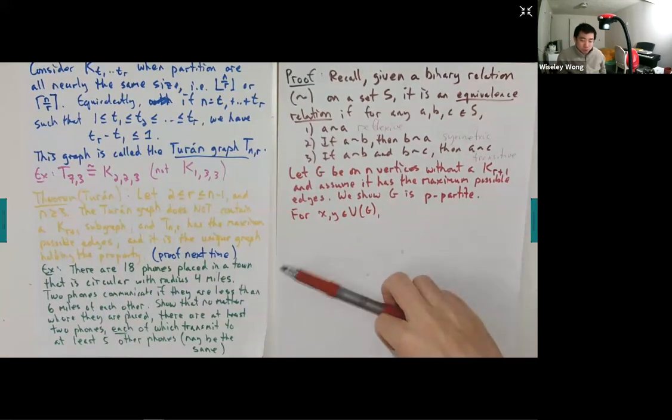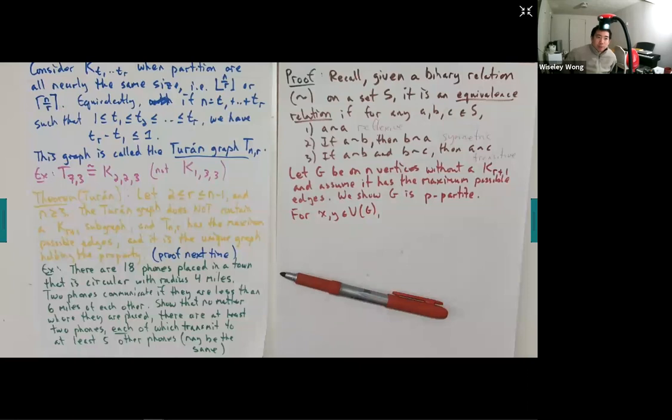So we're going to define this relation on the set of vertices in the opposite manner of how we would naturally define a relation on a graph. I'm going to define a relation between two vertices whenever they're not adjacent.